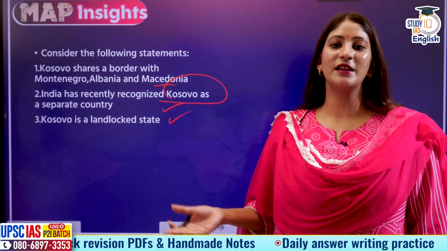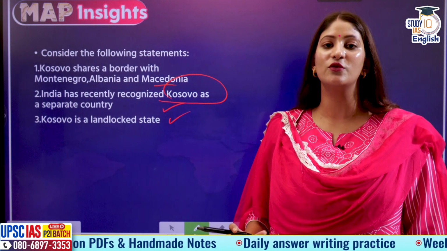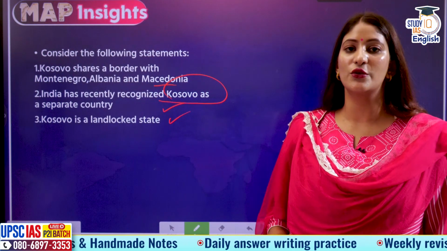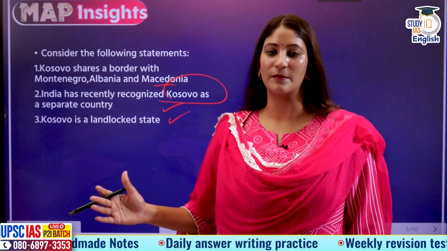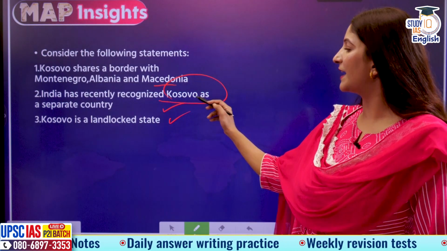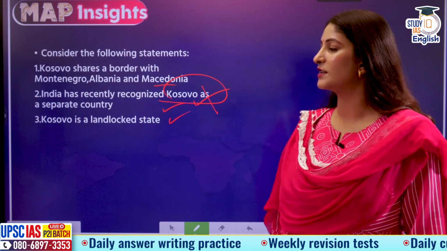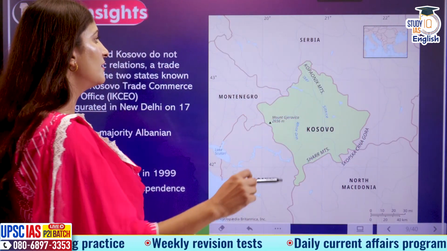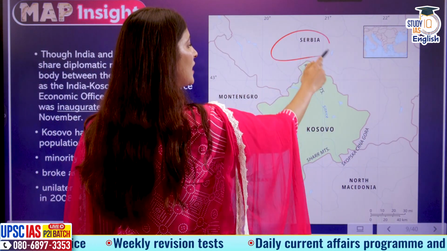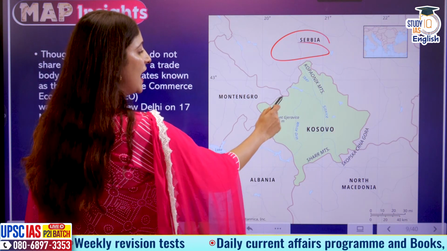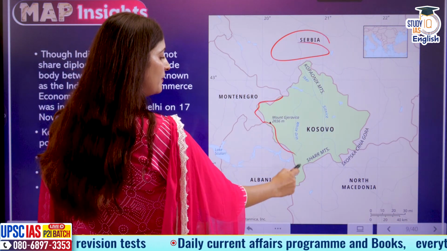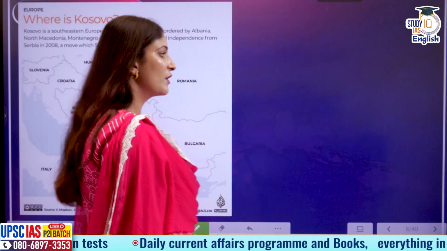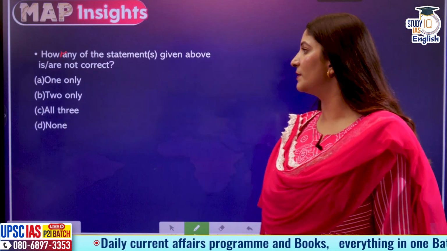The thing is that it is partially agreed to by the nations of the world that Kosovo is a different country from Serbia. It's not a breakaway state. So second statement from that perspective is incorrect. Kosovo, let us see if it does share a border with all these countries that I have mentioned. So Kosovo is here. Here is Serbia. Tensions are going high between these two countries. Kosovo has a border with Montenegro, Albania and North Macedonia. Alright, so that makes the first statement to be correct.